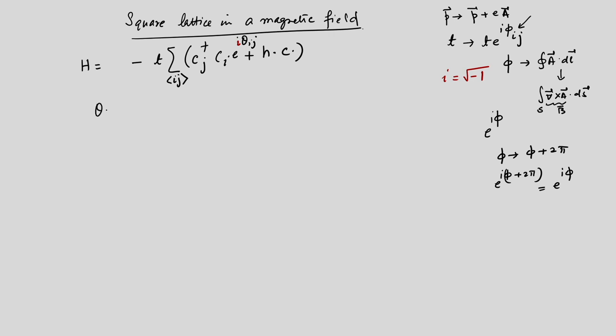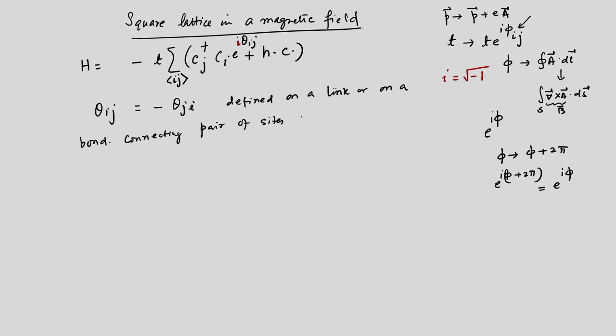And this phase factor theta ij is equal to minus theta ji. So basically it is defined on a link, or on a bond, connecting a pair of sites i and j. So what is then theta ij? Theta ij equals 2 pi e over h, integral from i to j, where these are of course sites, of the vector potential dot dl. And A is the vector potential.